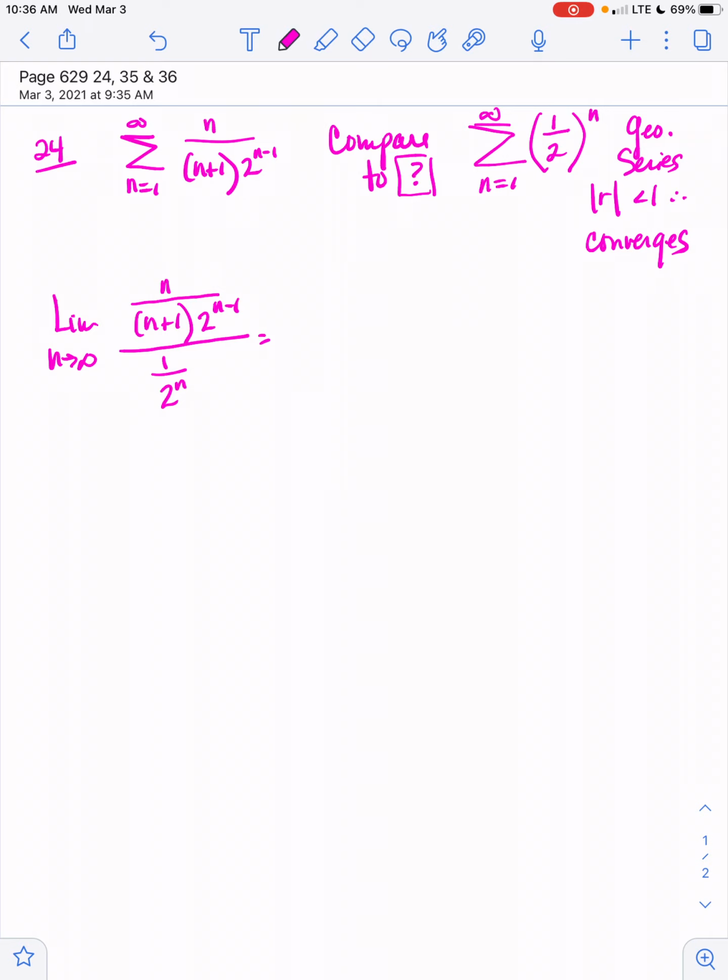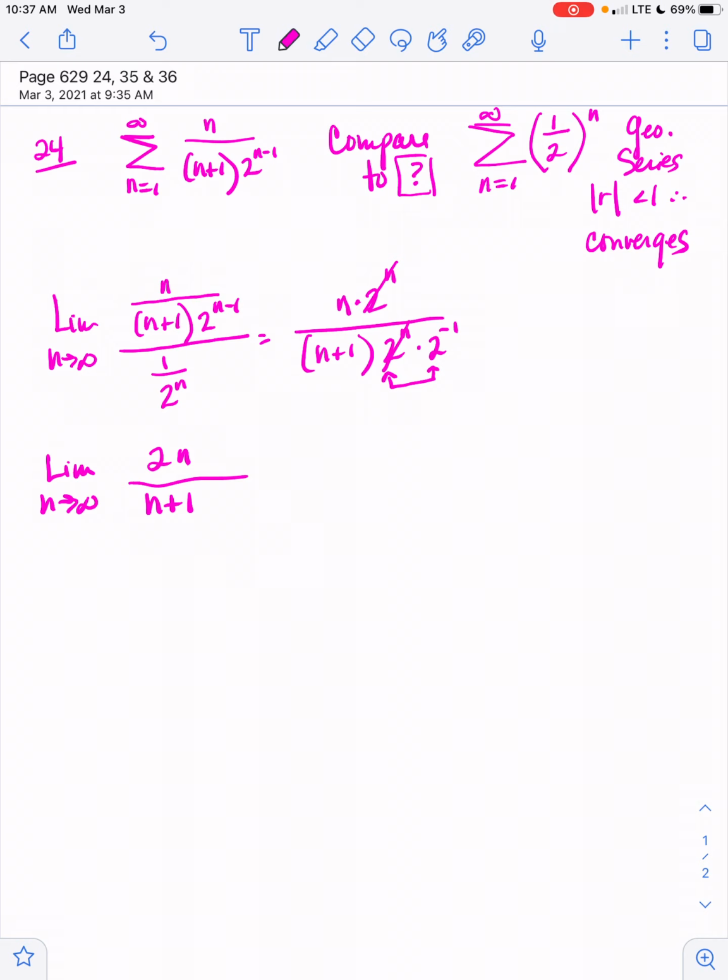And then I'm going to rewrite this to simplify the complex fraction. So I have n times 2 to the n all over n plus 1 times 2 to the n times 2 to the negative 1. And so rewriting it this way allows me to do some canceling, right? So I'm going to rewrite this one more time before I take the limit. And I'm going to have 2n in the numerator. Denominator is n plus 1. And what do I notice? The degree of the numerator is the same as the degree of the denominator. Therefore, the limit is equal to 2.